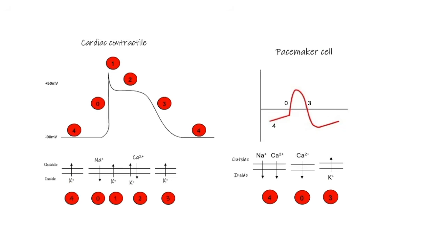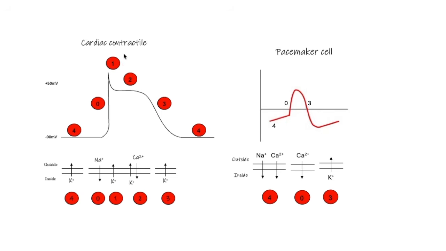Here we have a summary comparing the action potentials of cardiac contractile cells and pacemaker cells. I want you to notice three major differences. First, pacemaker cells do not have a stable resting membrane potential. Instead, they have a pacemaker potential, which gradually depolarizes the membrane toward threshold and allows these cells to generate action potentials spontaneously. Second, pacemaker cells do not have this long plateau period.